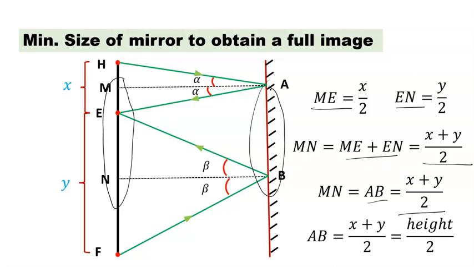So AB is actually the mirror size required to see the full image of that person, right? So the size of the mirror required to see the full image of the person is nothing but the height of that person divided by 2. So half the height. Suppose I am 180 centimeters tall, then the mirror size should be at least 90 centimeters to see my full image.